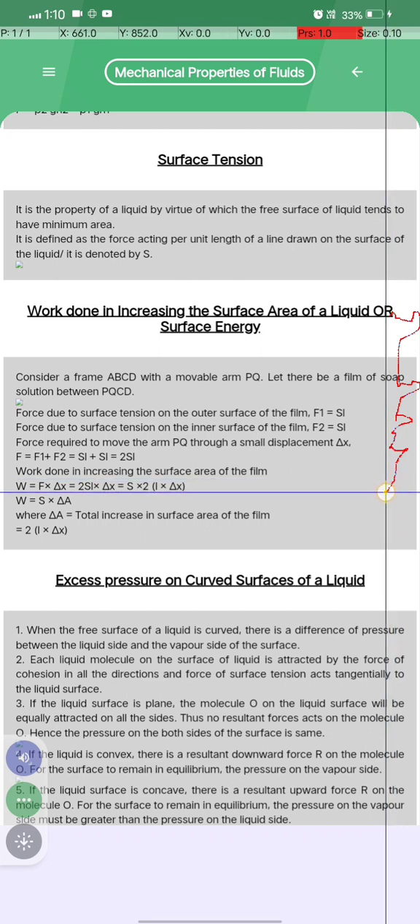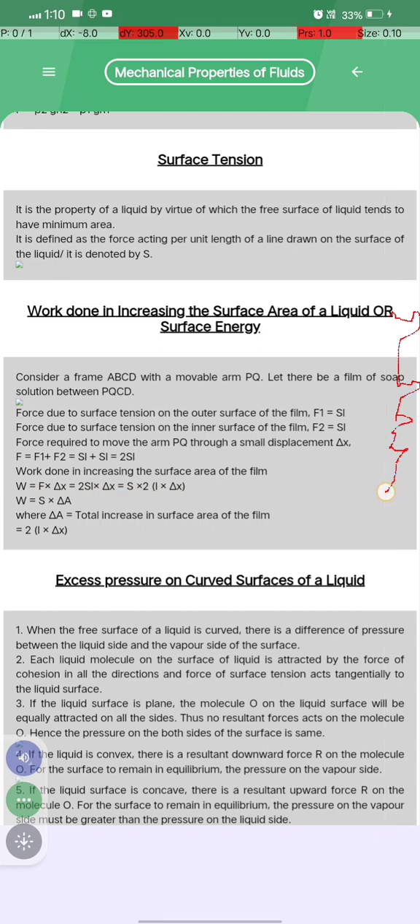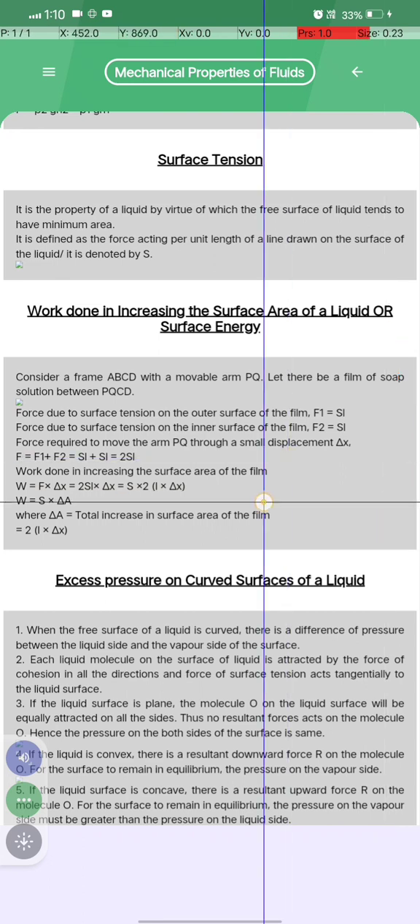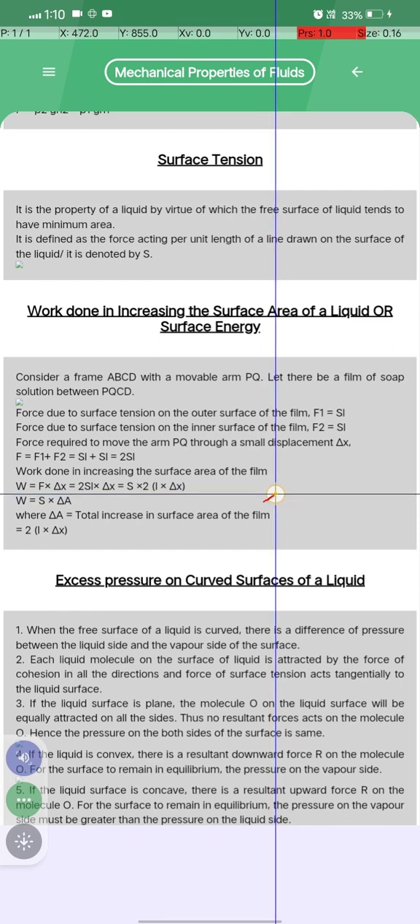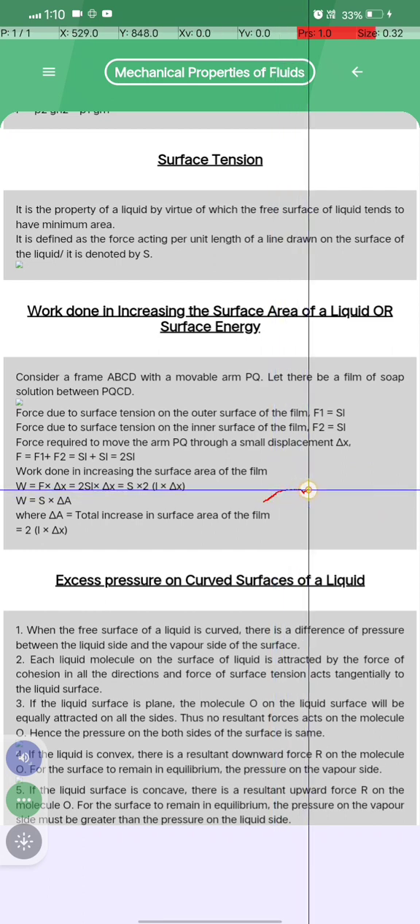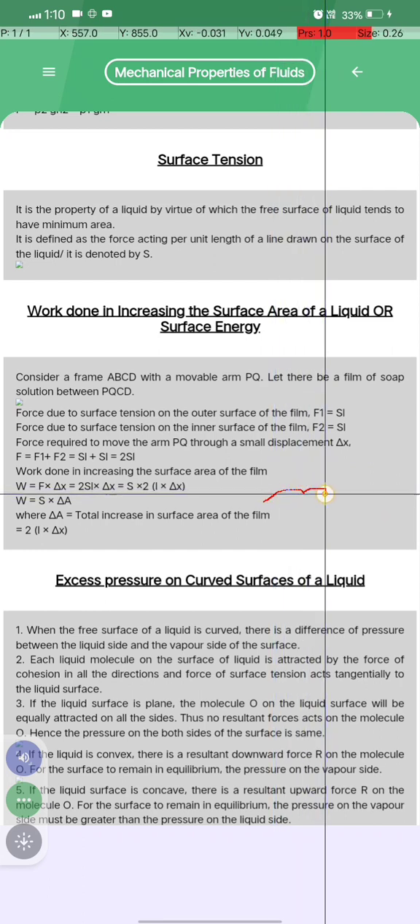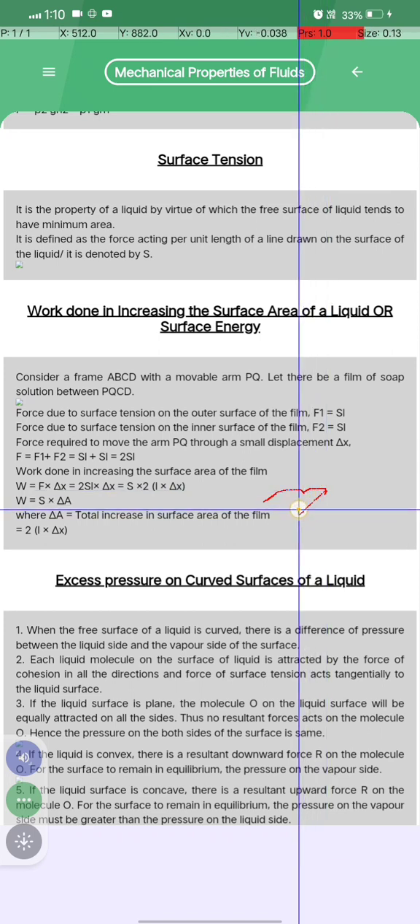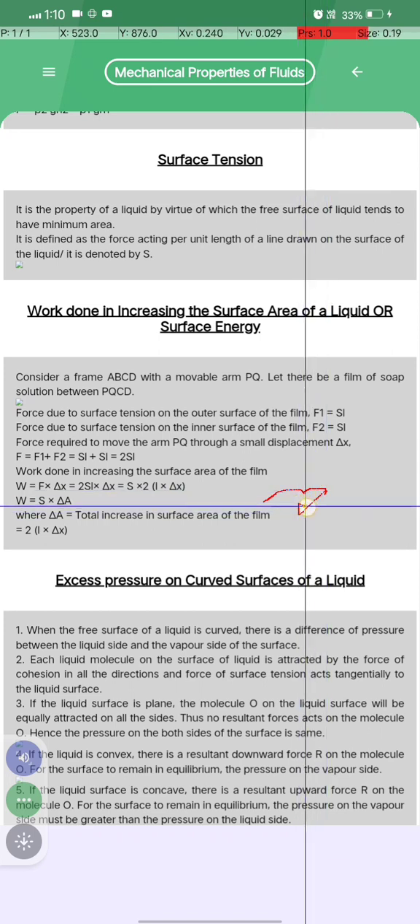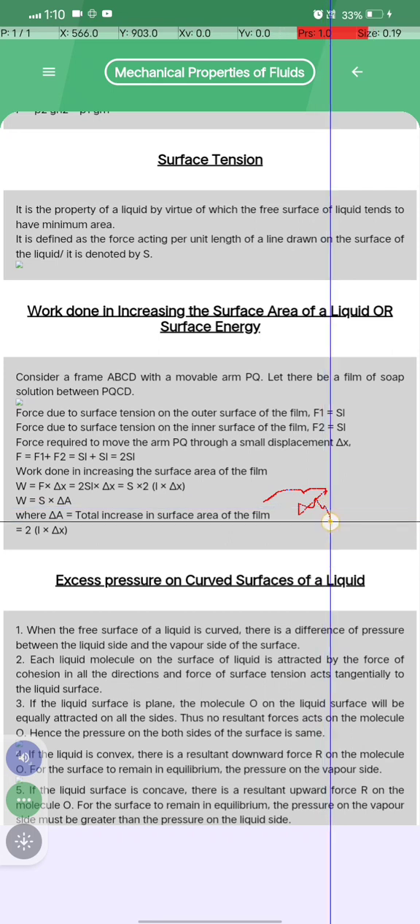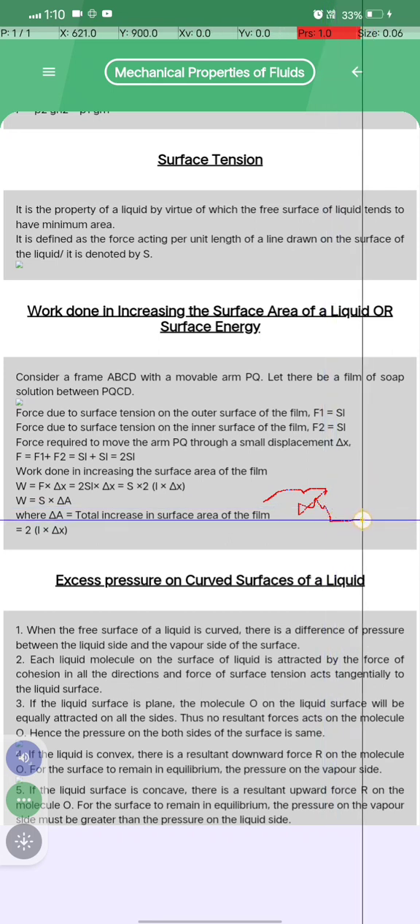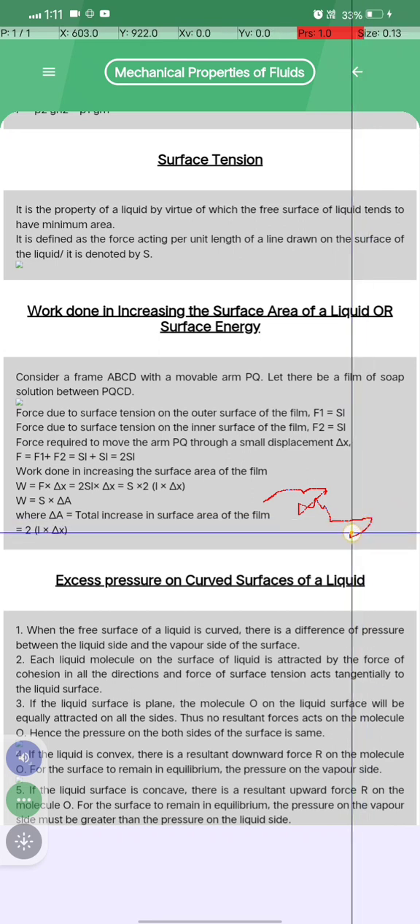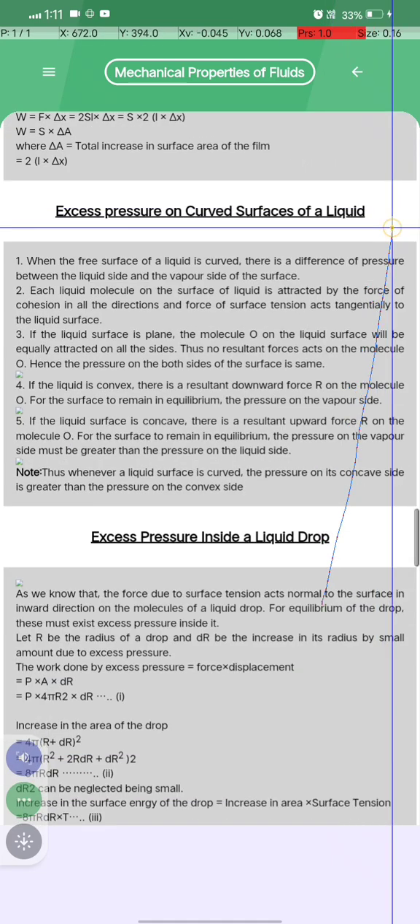यानी कि फाइनल देखा जाए तो F is equal to 2Sl, यानी कि 2Sl को यहाँ डाल के W equal to 2Sl del x हो गया. फाइनल रिजल्ट हमारा आया था W is equal to S into del A, and where del A जो है टोटल इंक्रीज इन द सरफेस एरिया ऑफ द फिल्म है, एंड फाइनल आंसर हमारा है 2 ब्रैकेट में l del x.